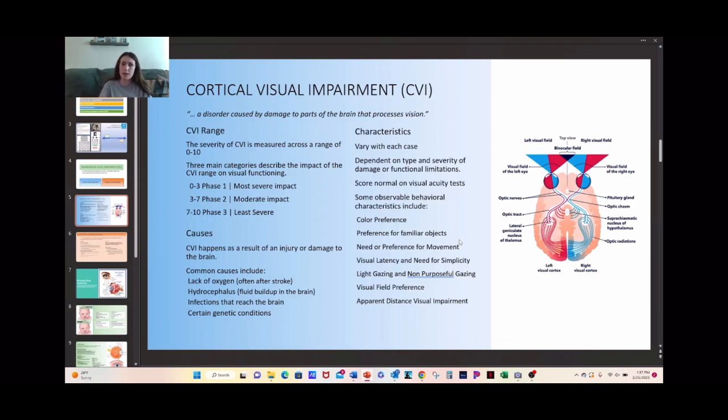So children with CVI often show a preference for bright colors like red or orange. This is because the part of the brain that processes color is located deep in the back left and right parts of the brain, so it's often preserved in children with CVI.